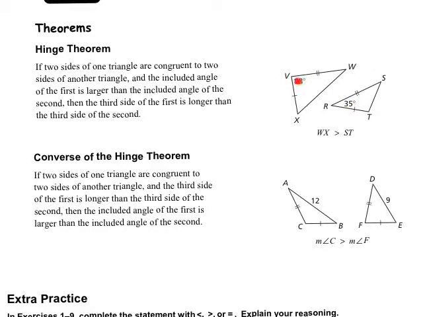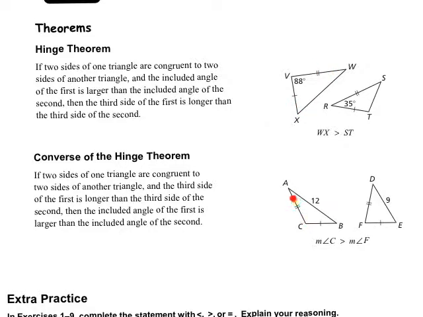So since this triangle right here has the bigger angle in between the two congruent sides, that means this XW or WX has to be bigger than this ST. And that's what it tells you here. WX has to be bigger than ST because the angle between the two congruent sides is bigger. Okay, and then we have the converse as well.